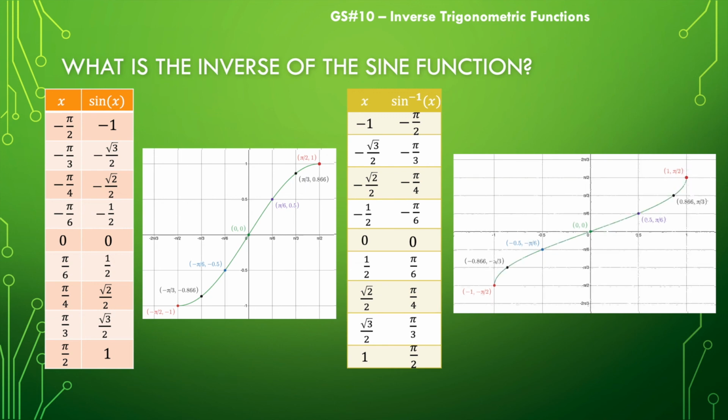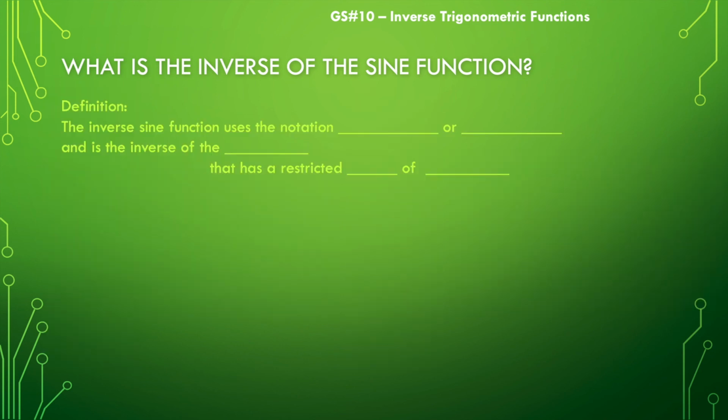All right, and as we connect those dots, we can see that curve emerging, and it does have that increasing characteristic, but the curvature is a little bit different. All right, so that gives you an idea of what that looks like. And so let's actually define the inverse of the sine function, all right? The inverse sine function uses the notation arc sine of x or sine inverse of x.